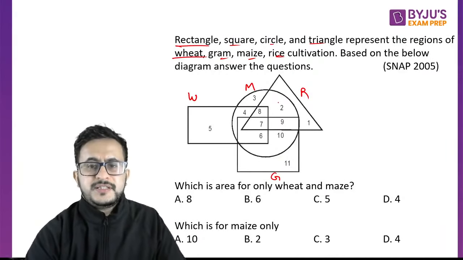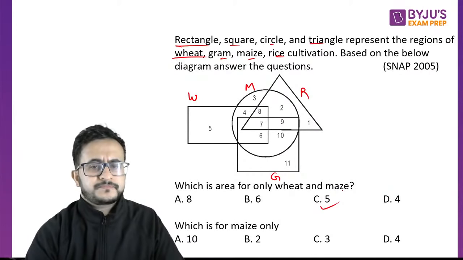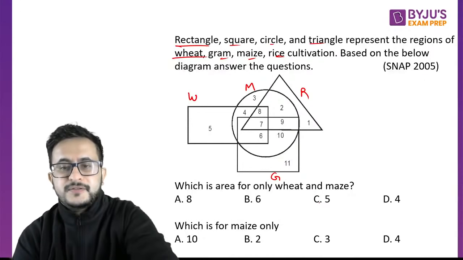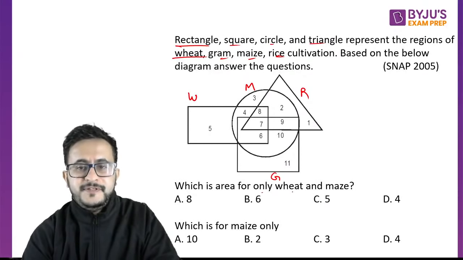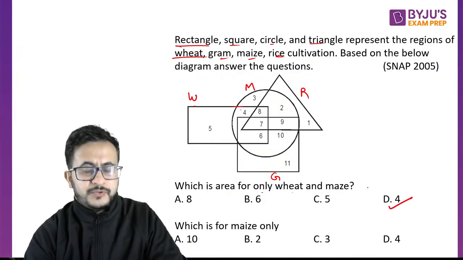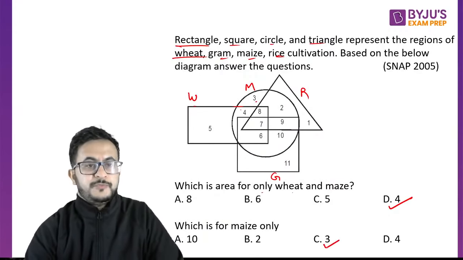Now the first question is only wheat. Only wheat means this region, right? So the answer is 5. Very simple. Okay. No, only wheat and maize. Only wheat and maize means this will be 4. Wheat and maize is 5, and this is circle and rectangle. Only 4 will be the answer. Okay. Maize only is this, which is 3. So that will be the answer.